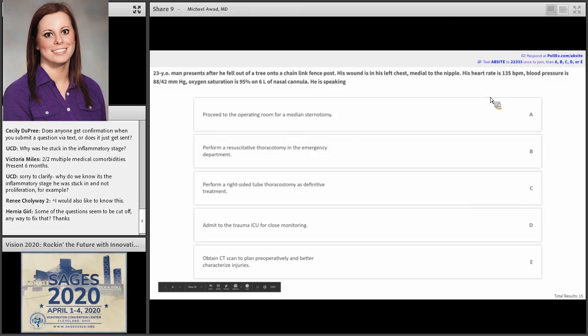Chest X-ray reveals a right-sided hemothorax, and a FAST exam does not reveal free fluid within the pericardium. But the wound is suspicious for a cardiac injury. What is the next best step in management?